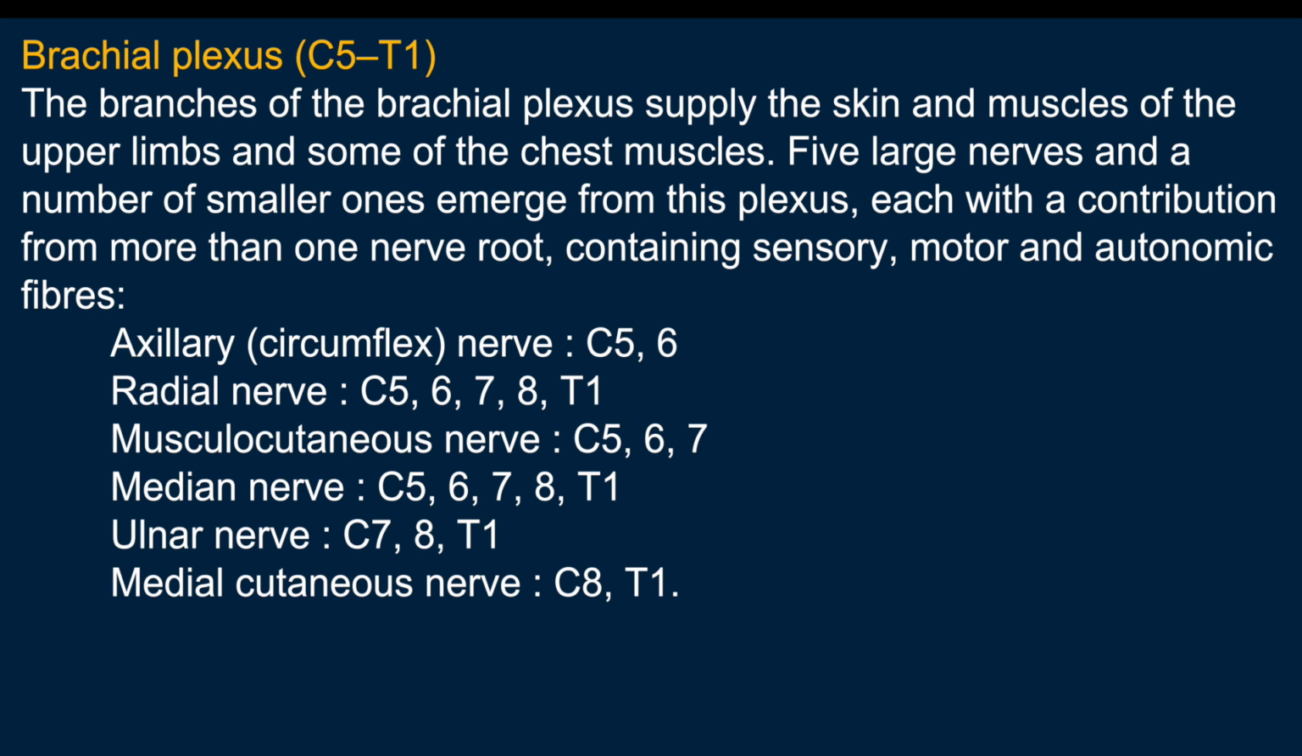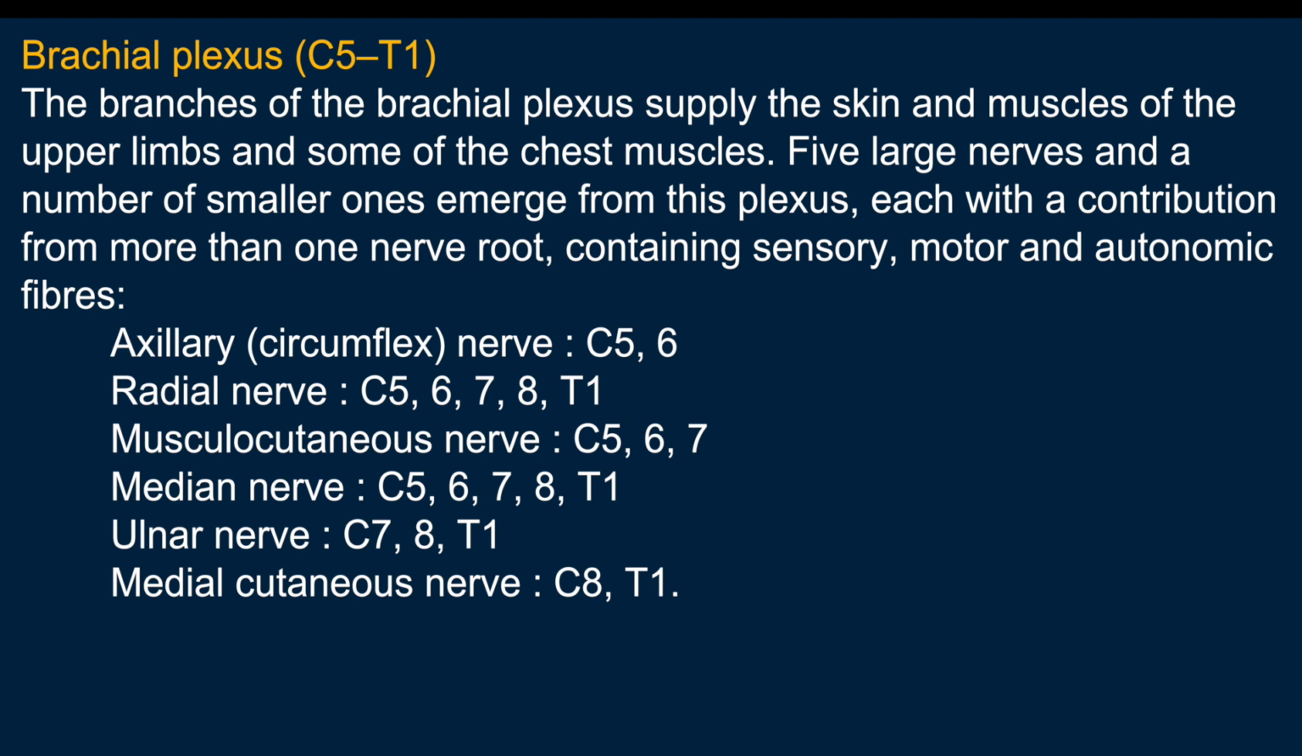The branches of the brachial plexus supply the skin and muscles of the upper limbs and some of the chest muscles. 5 large nerves and a number of smaller ones emerge from this plexus, each with a contribution from more than one nerve root, containing sensory, motor, and autonomic fibers.